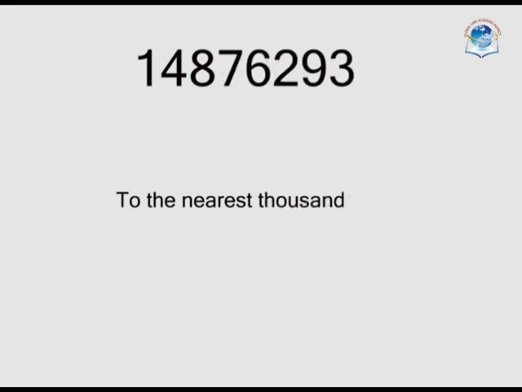To the nearest 1,000 now, place value at the thousands is 6. Next to the right is 2. 2 is less than 5. So we retain 6 and replace all these others with zeros. So we have 14,876,000. Try to round off the number to the nearest tens and hundreds.